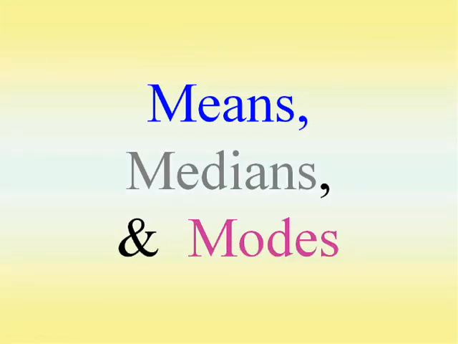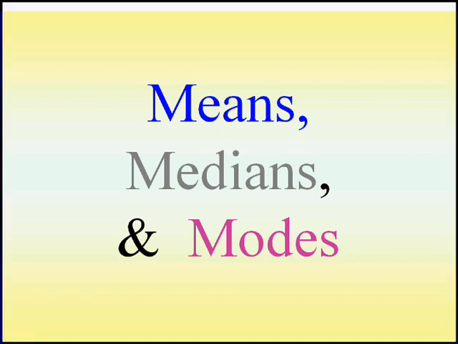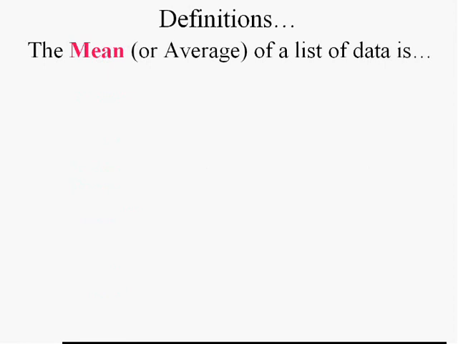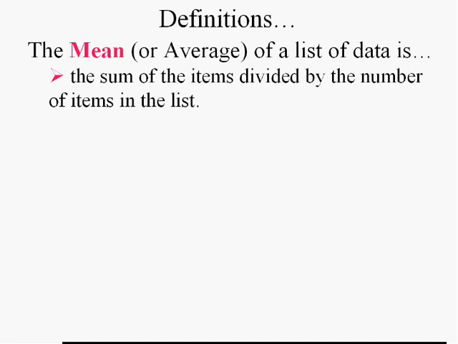I want to give you just a little bit of taste for some statistical terms that you'll be seeing in your math life ahead. The definition of a mean or an average of a list of data is the sum of the items divided by how many items are in the list.